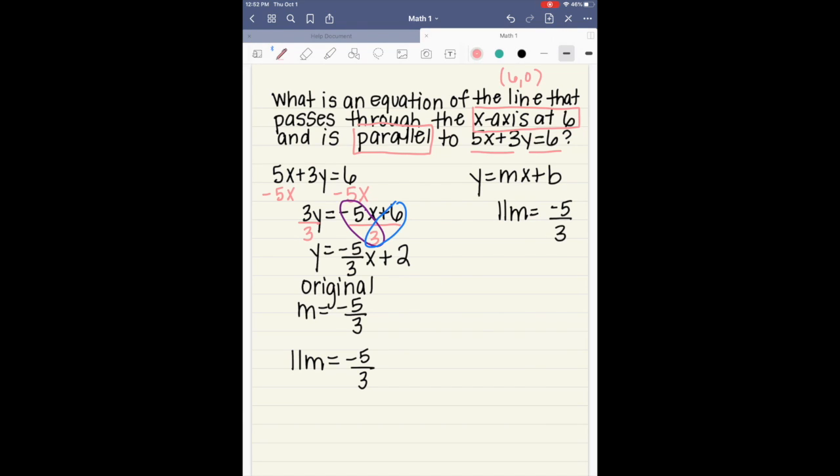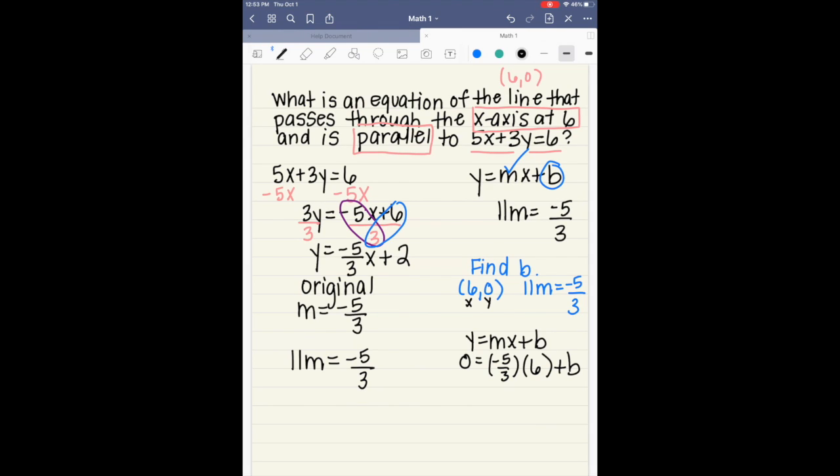So what we need to do now is we actually need to find our b value. We know the slope, we need our b. So we're going to use the point that we found, which was the x-intercept (6, 0), and the parallel slope, which is negative 5 over 3. And we're going to plug those values in. We know this is x, we know this is y. So y equals mx plus b. So 0 equals negative 5 over 3 times 6 plus b.